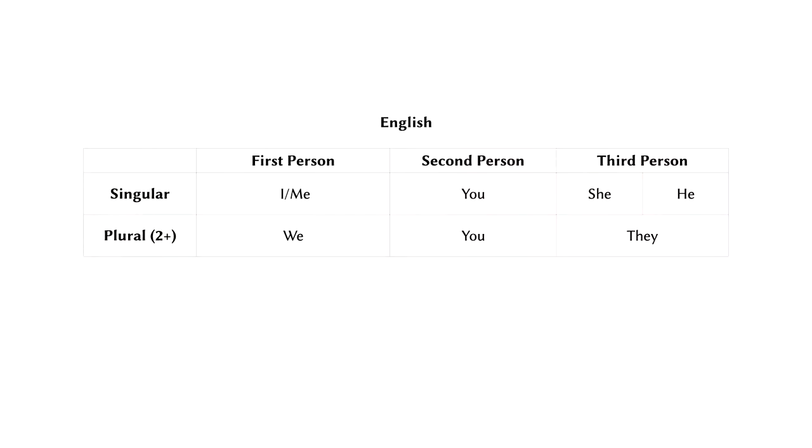That is to say first, second, and third person. As you can see by this chart in English, we use the following. Singular first person is I or me. Singular second person is you. And singular third person is she or he. The plural first person is we. The plural second person is you. And plural third person is they.